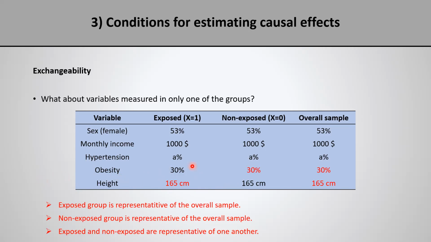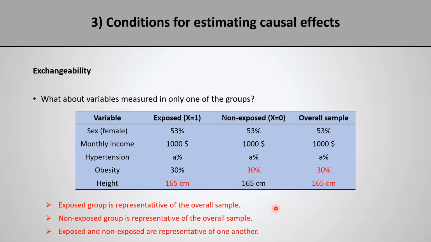Again, we know that exposed and unexposed are perfectly balanced. So if we have 30% prevalence of obesity in the exposed, it has to be 30% in the non-exposed, and therefore 30% in the overall sample. And the same for height. Due to perfect randomization, we have perfect balance between the groups, so you have the same average height in both of them, and therefore the same average height in the overall sample.